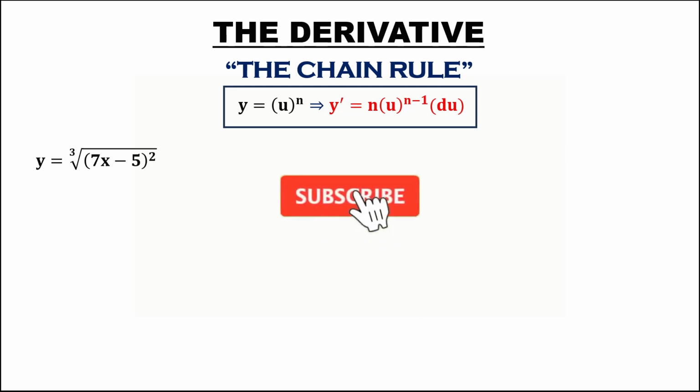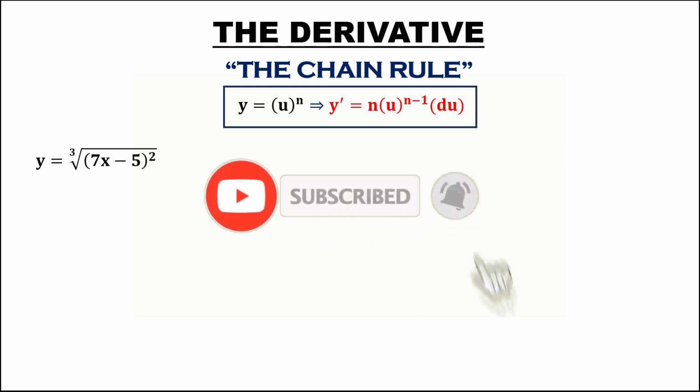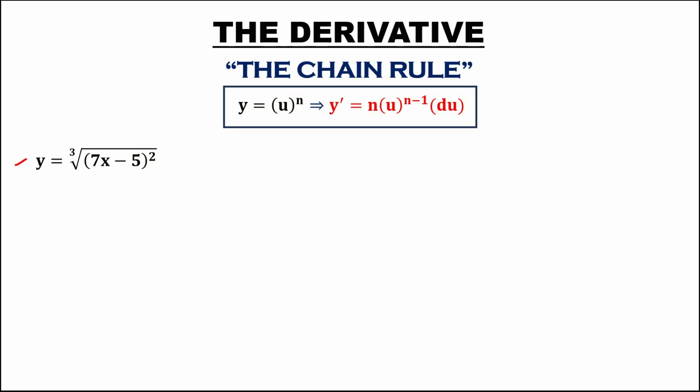So for this problem, to evaluate the derivative for this given, first we need to rewrite this radical in exponential form. So this is y equals (7x minus 5). Then for the exponent, this 2 is the numerator, then over the root is the denominator. So to the power 2 over 3.